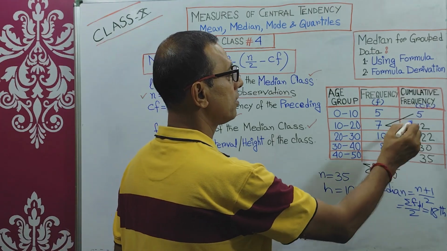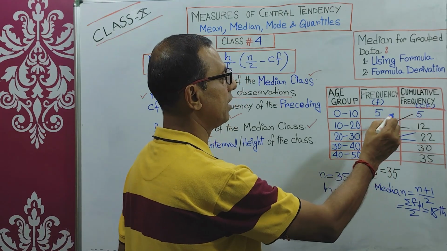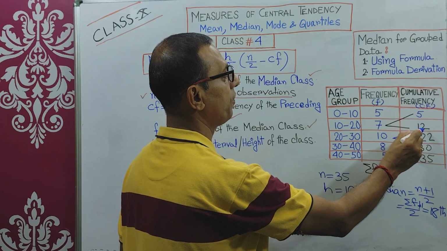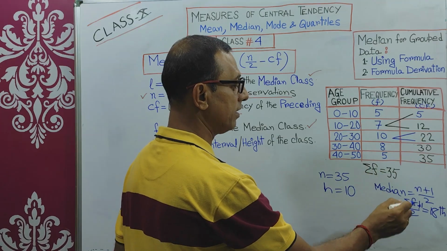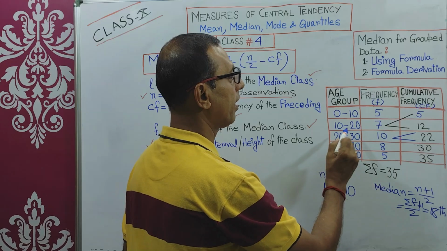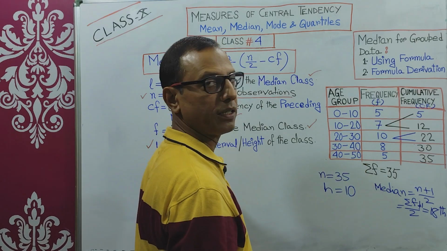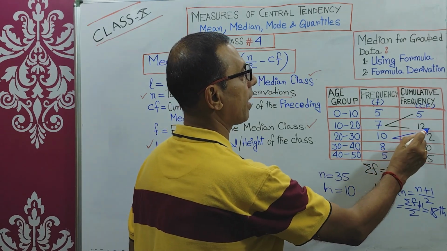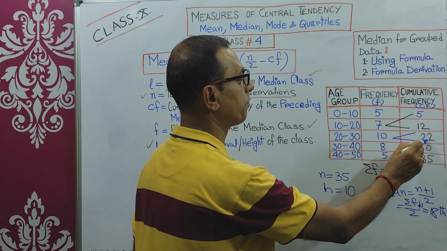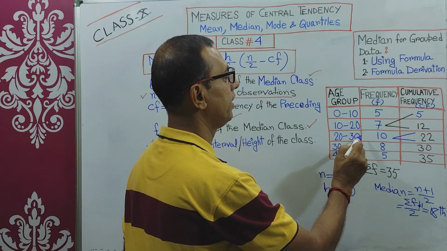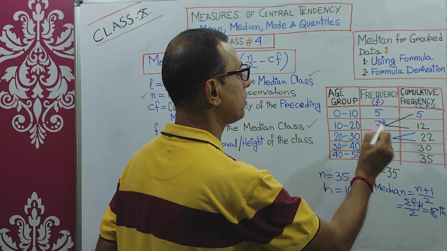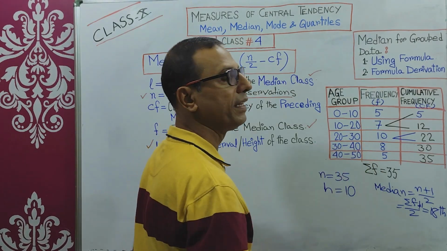So if you look into the cumulative frequency, 5 for the first group, for the second group it is 12, and for the third group 22. That means the 18th position will come under the age group 20 to 30, because from the 13th position data till the 22nd position data is coming under this age group 20 to 30, right? So we can understand this is called the median class.